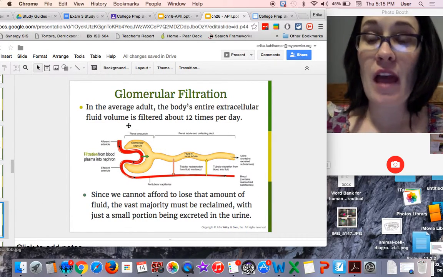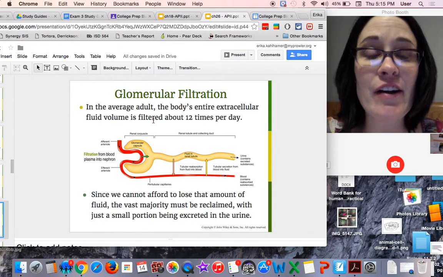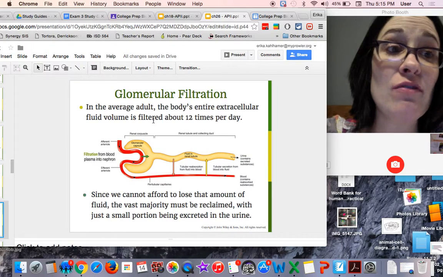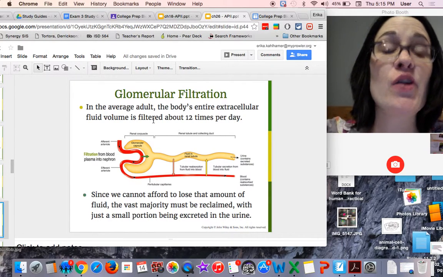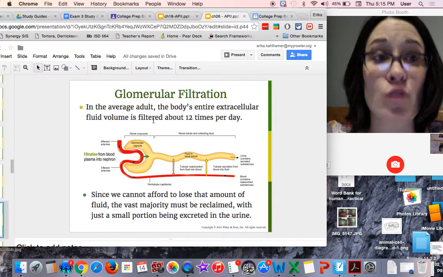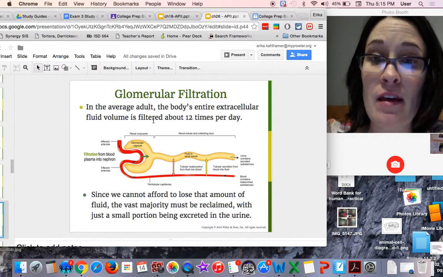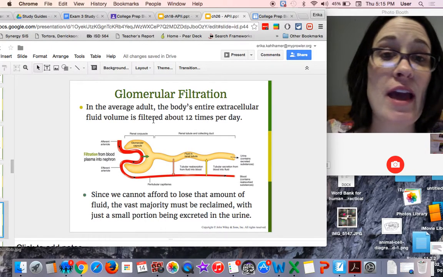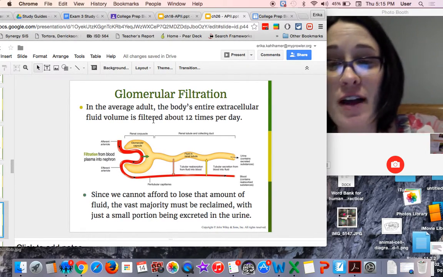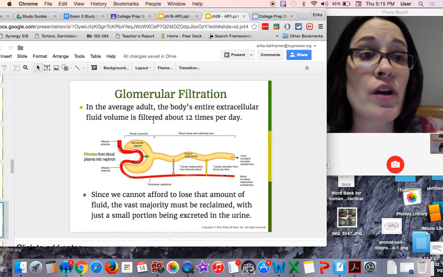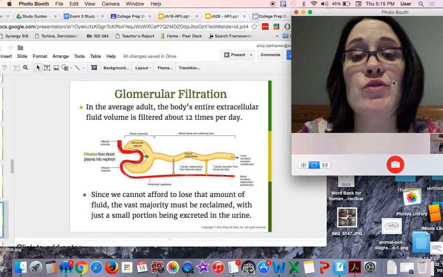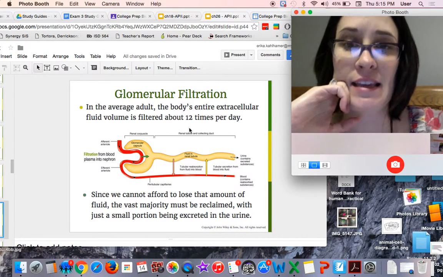So, the average adult, the body's entire extracellular fluid volume is filtered about 12 times per day. Your kidneys, your nephrons do a lot of work for the day. And we can't lose that much fluid every day. So what happens at the nephrons? The majority of that fluid is reclaimed, reabsorbed, with only a small portion exiting in the urine.